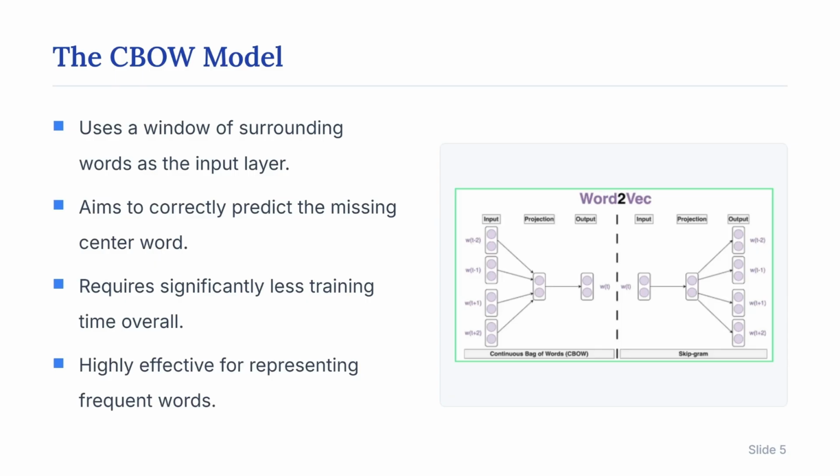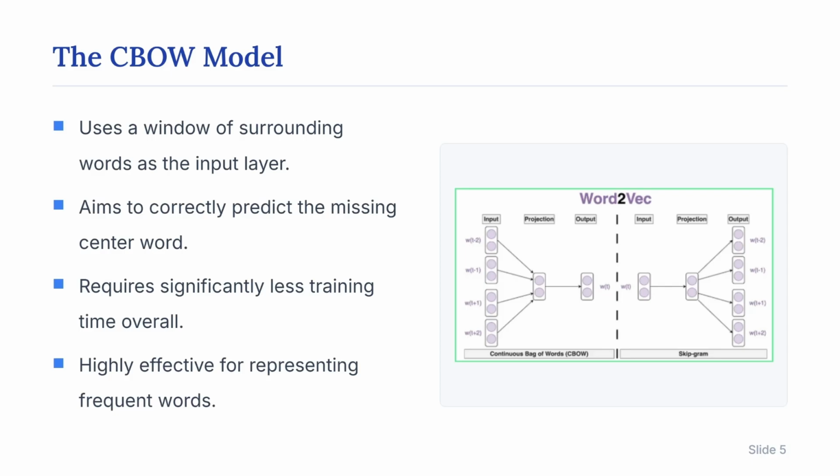Consider the following sentence: the quick brown fox jumps over the lazy dog. Suppose our target word is fox. If we choose a window size of 2, we take 2 words before and 2 words after. So the context becomes quick, brown, jumps, over. Each of these words is first converted into a vector from an embedding matrix, which is learned during training. Then, instead of processing them separately, we combine them into a single representation, usually by averaging or summing the vectors.